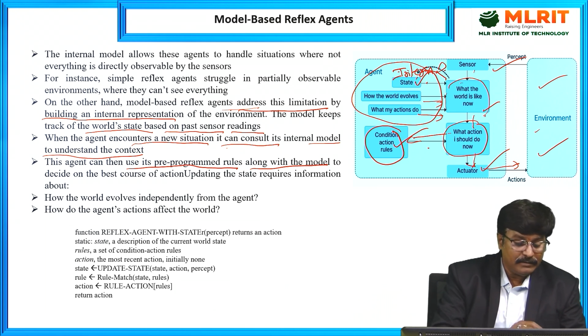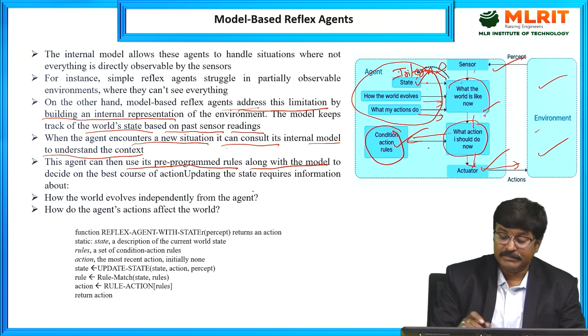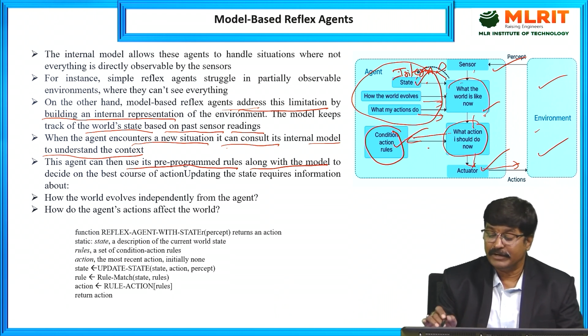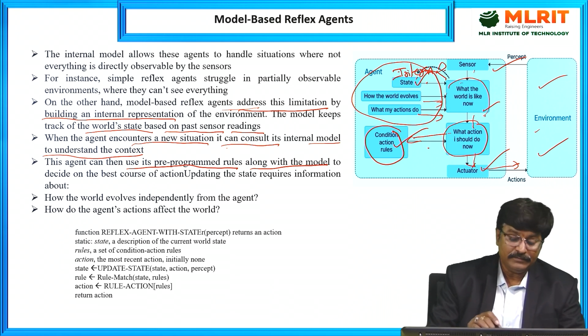And here it also questions how the world evolves independently of the agent, and how the agent's actions affect the world. If you are taking the action, what happens? It questions itself on that, and based on that, it takes the decision. This is the agent function.